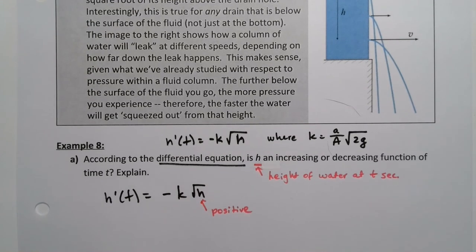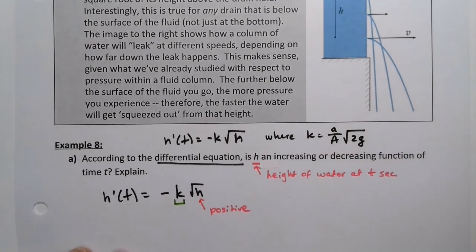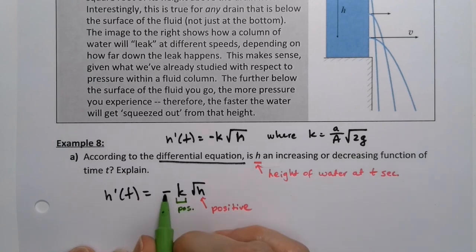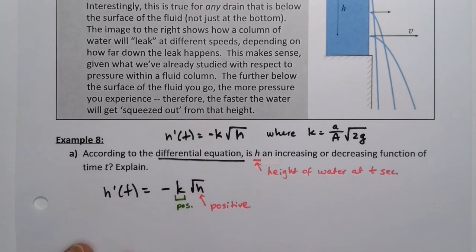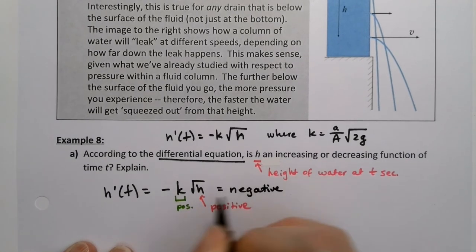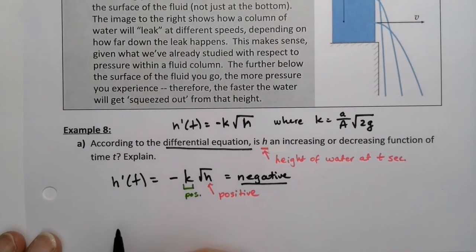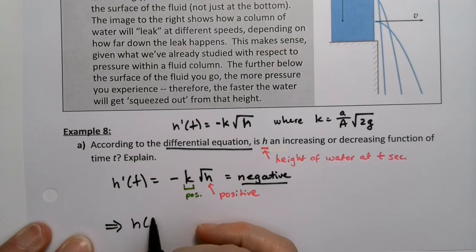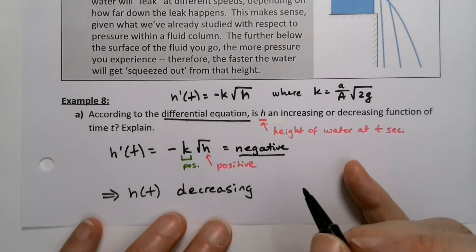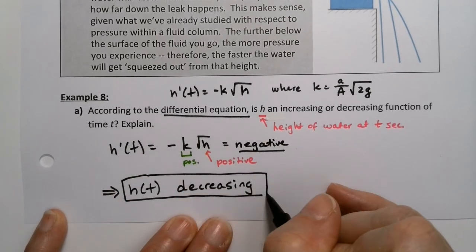And so is k. K is positive because when you look at a over capital A square root of 2g, that has to be positive. So this is also positive. And then there's a negative in front of the whole thing. So that means that h prime of t has to be negative, because it's a negative times positive times positive. So it will be negative. And if it's negative, what does that mean? That implies that h of t is decreasing. Because of Calc 1, we learned that if your derivative is negative, it means your function is decreasing.